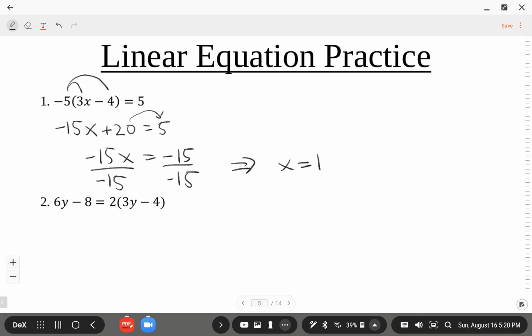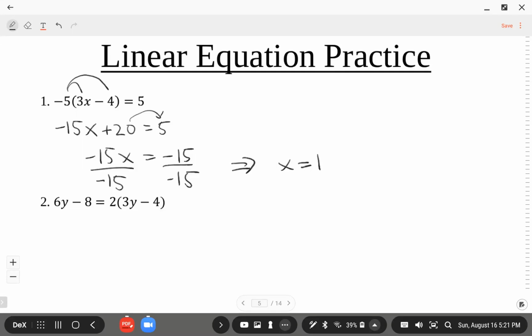6y minus 8 equals 2 times the quantity of 3y minus 4, okay? So that is another problem with distributive property. So make sure you don't forget inverse operations or do distributive property wrong this time, okay? So always double check your stages, because one little mistake can turn into a big mistake once you're done, okay? So be sure to double check your answers after you're done.